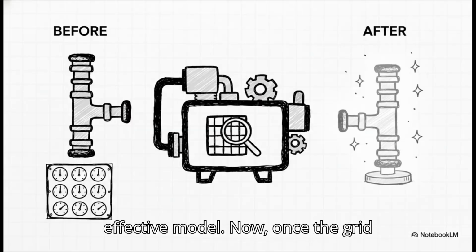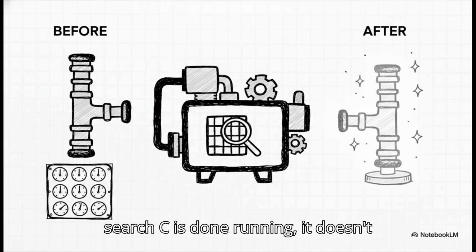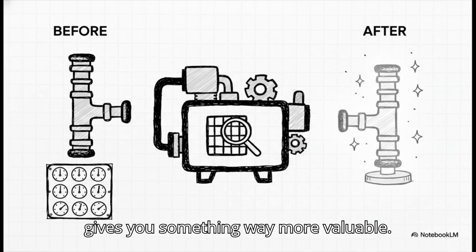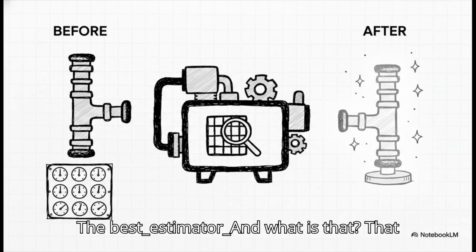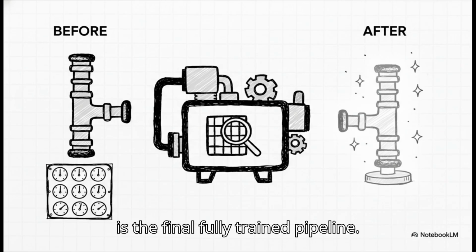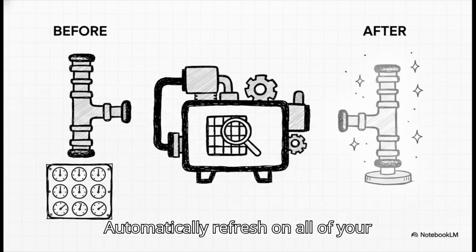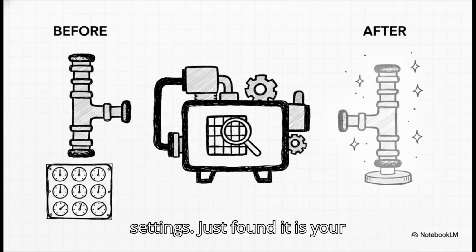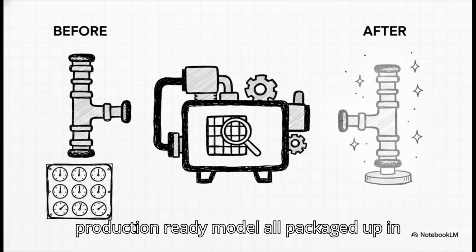Now, once the grid search CV is done running, it doesn't just give you the best parameters, it gives you something way more valuable, the best_estimator_. And what is that? That is the final, fully trained pipeline, automatically refit on all of your training data using those perfect settings it just found. It is your production-ready model all packaged up in a single convenient object.